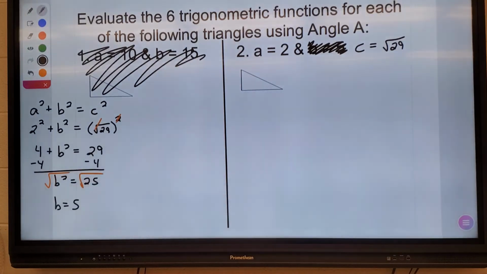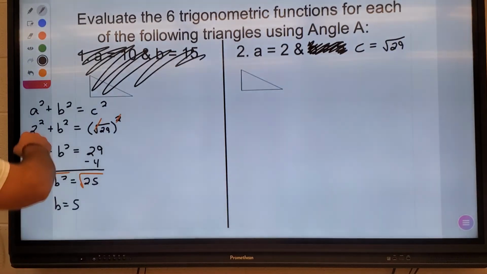Another thing you can do is when you see something like that, remember that something squared is taking it times itself. Okay, so if I gave something like 3 square root of 5, I could rewrite it as 3 square root of 5 times 3 square root of 5. Okay, and then work it out mathematically.